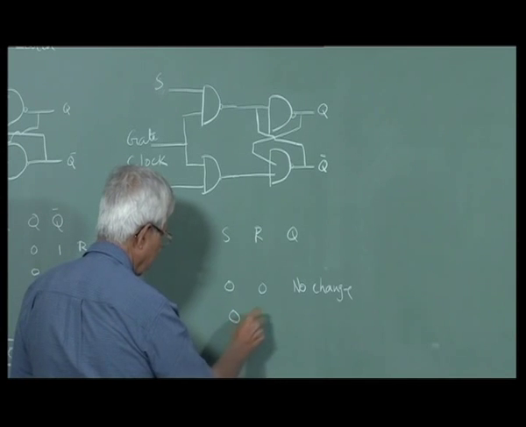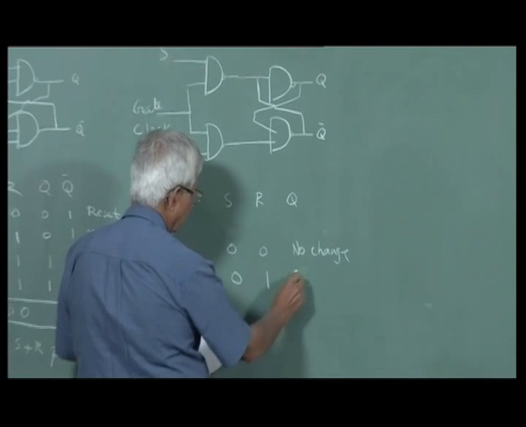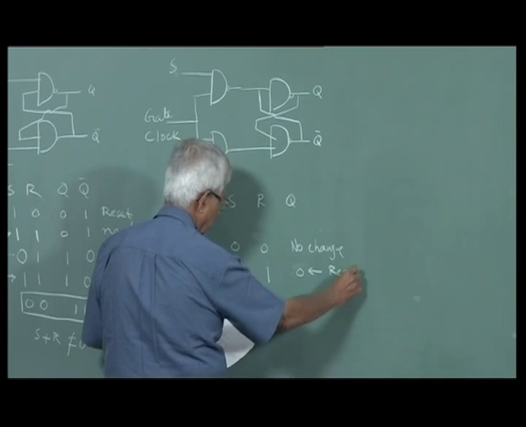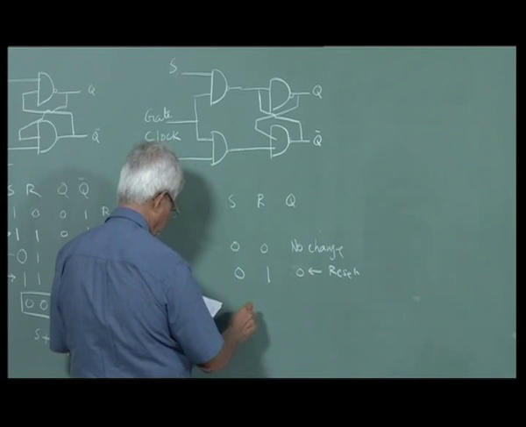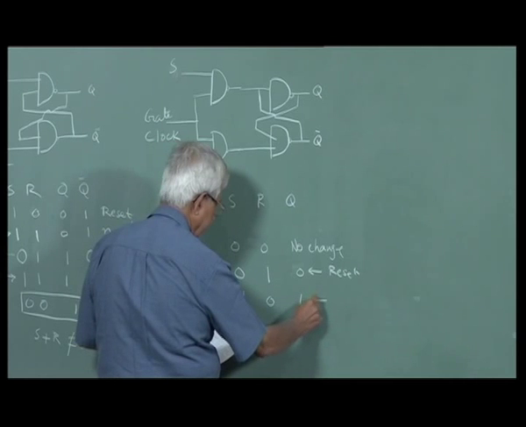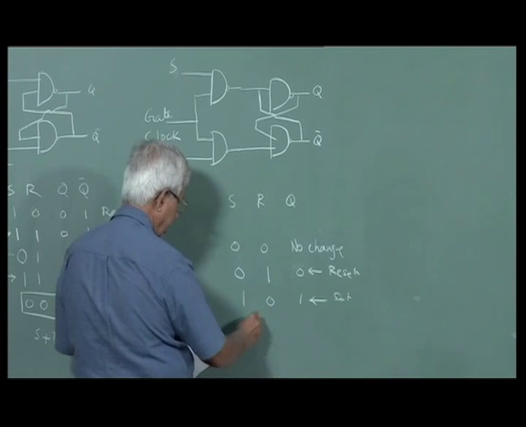0, 1, output is 1, which is reset. Output is 1, setting condition, and 1, 1 is still not allowed.